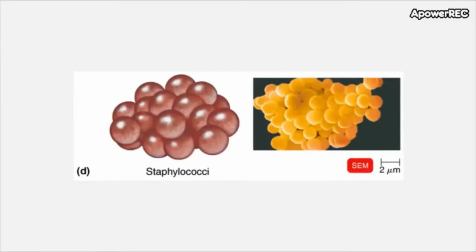Lastly, if we have a bacterium that divides all over the place, we can have clusters. These clusters form staphylococci in this image here. They are called staphylo because they resemble bunches of grapes.